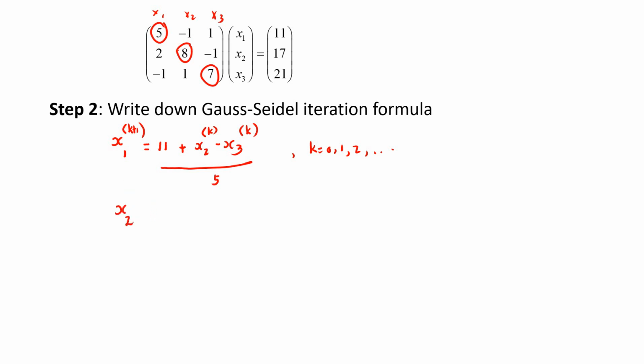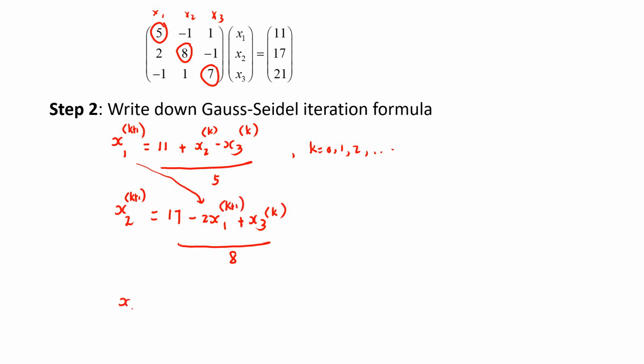Then you calculate x2. From the second row, you obtain the x2 formula. So it will be 17. The coefficient for x1 brought to the other side becomes minus 2 x1. This negative 1 brought to the right hand side becomes plus x3. Divide by the coefficient for x2, which is 8. So x2 at k plus 1. Here x3 is still the old one. And x1 will be k plus 1.